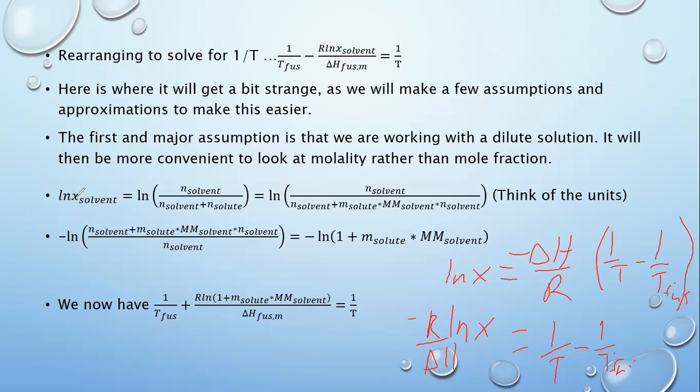So we're going to turn ln of x into ln of little m. To do that, remember x is moles of solvent over moles of solvent plus moles of solute. To turn mole fraction into molality, we have to have moles of solvent on top, which is good. You're going to turn moles of solvent into kilograms of solvent. Molality of solution is equal to moles per kilogram. So we multiply by the molar mass of solvent to get that into moles of solvent.